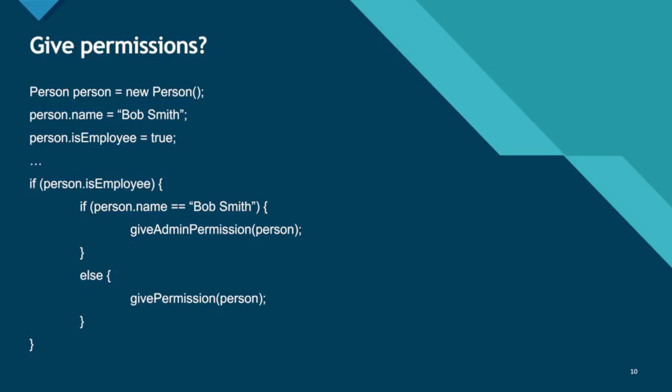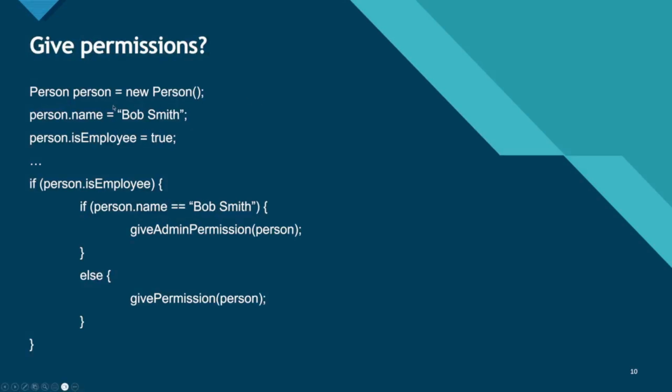Okay, back to giving permissions. So we might have different levels of permissions. So we might have standard employee permissions, and we might have administrator positions for like IT specialists. So maybe Bob Smith is our IT professional, and we only want to give Bob Smith special admin permissions.